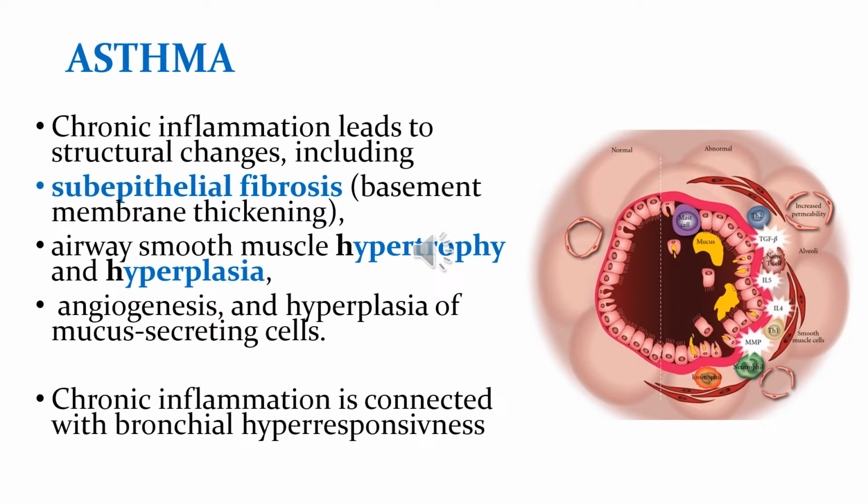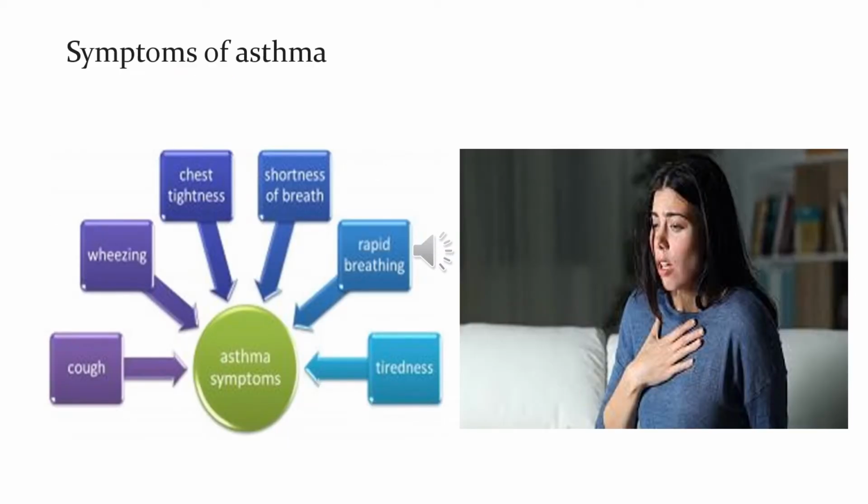Chronic inflammation leads to structural changes, including subepithelial fibrosis, basement membrane thickening, airway smooth muscle hypertrophy and hyperplasia, angiogenesis, and hyperplasia of mucus-secreting cells. Chronic inflammation is connected to bronchial hyperresponsiveness. Common asthma symptoms include coughing, especially at night, wheezing, shortness of breath, and chest tightness, pain, or pressure.